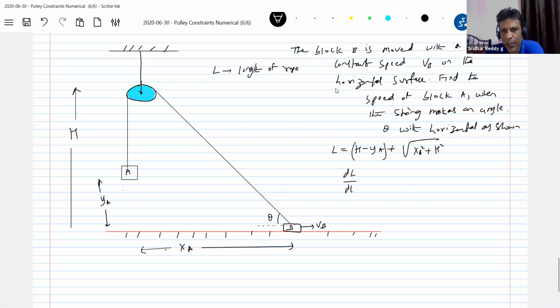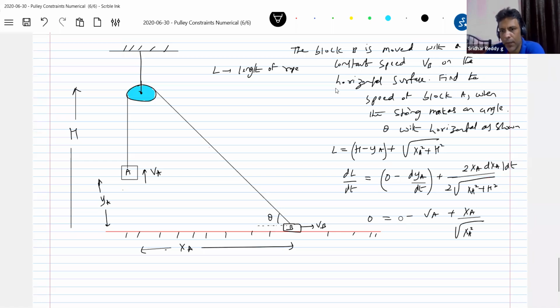So dL by dt. This will be 0 minus dYA by dt. This will be 1 by 2 root of XA square plus H square. Then derivative of XA square will be 2XA dXA by dt. So this should be 0. What is dYA by dt? This should be the velocity of block A. 2 get cancelled. So XA by root of XA square plus H square.